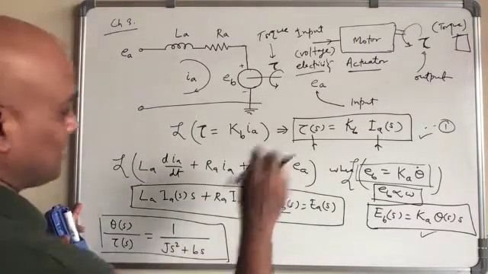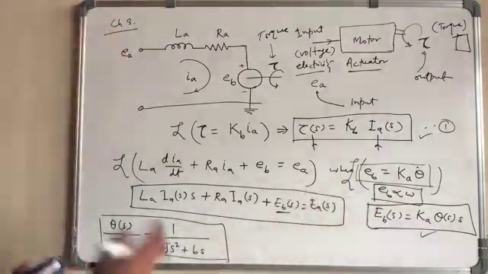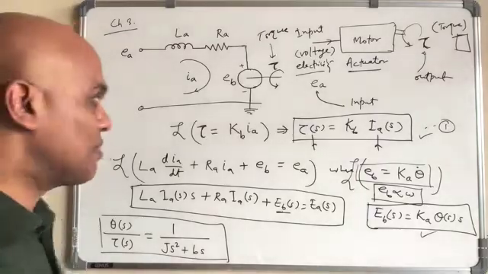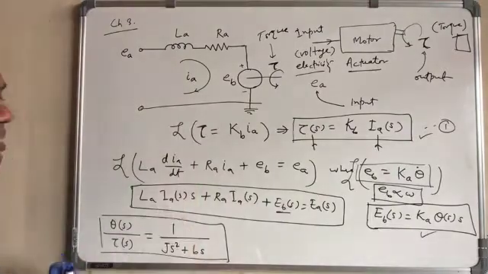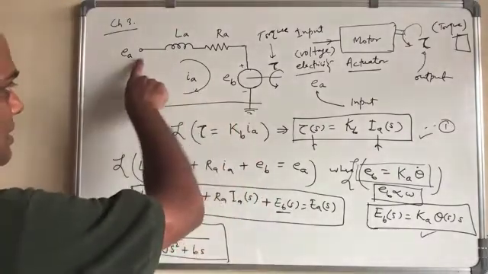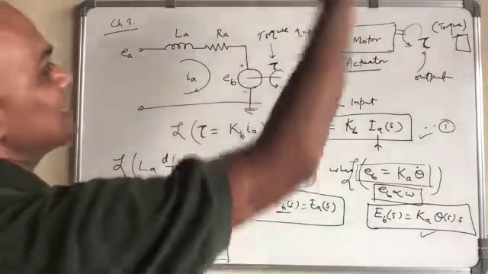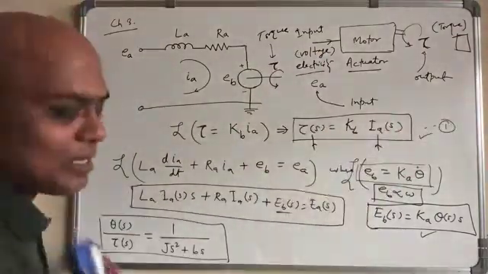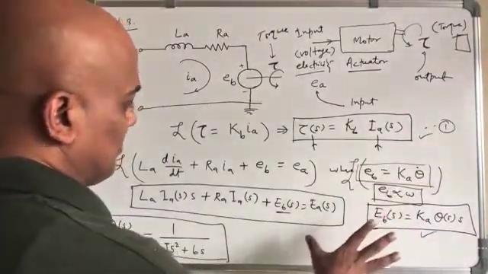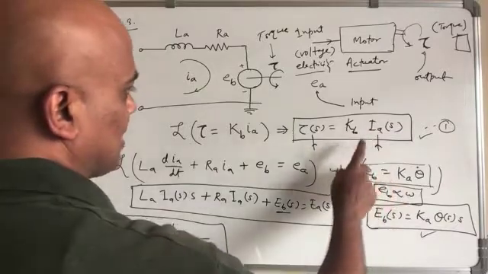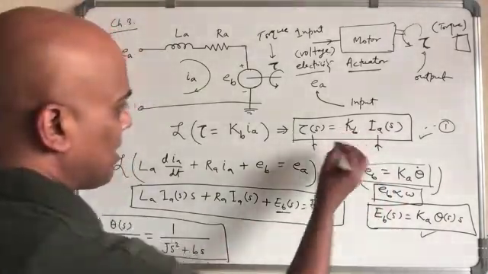So we have 4 equations, and the 4 equations will give something. We will simplify it and find out what we get. If the input is EA and the output is theta, what is the relationship that will give? Okay, so we have 4 equations, as I said, this and this one. So we can combine it.